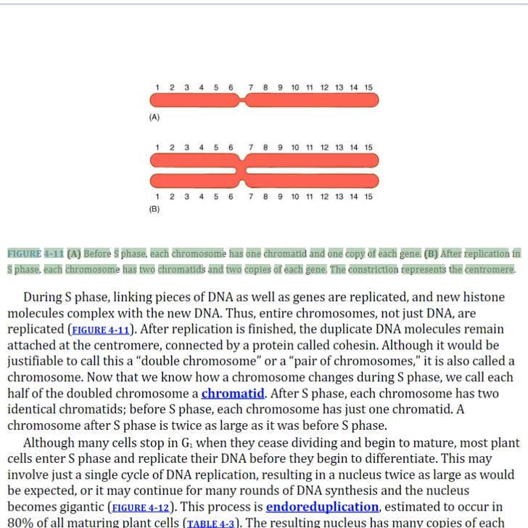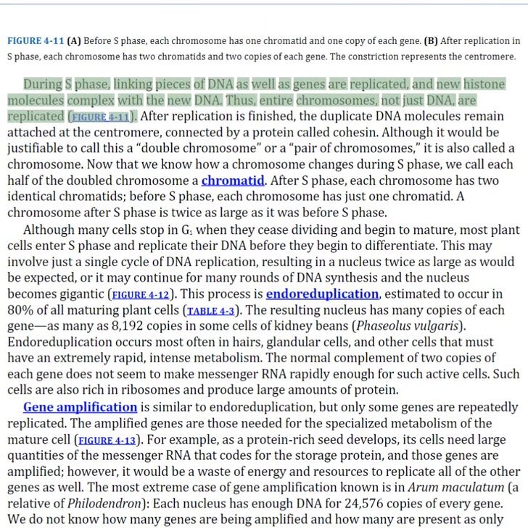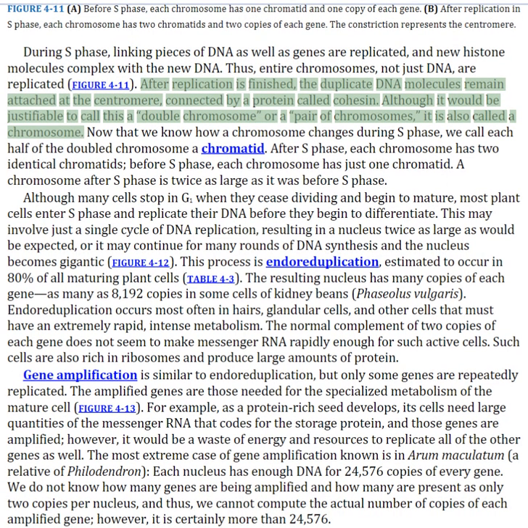Figure 4.11 Before S phase, each chromosome has 1 chromatid and 1 copy of each gene. After replication in S phase, each chromosome has 2 chromatids and 2 copies of each gene. The constriction represents the centromere. During S phase, linking pieces of DNA as well as genes are replicated, and new histone molecules complex with the new DNA. Thus, entire chromosomes, not just DNA, are replicated. After replication is finished, the duplicate DNA molecules remain attached at the centromere, connected by a protein called cohesin.